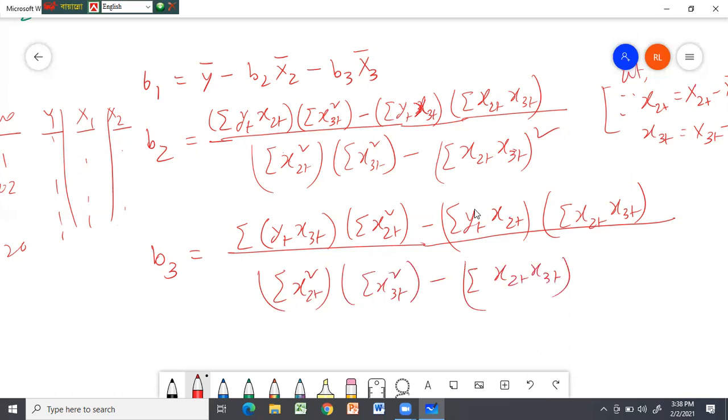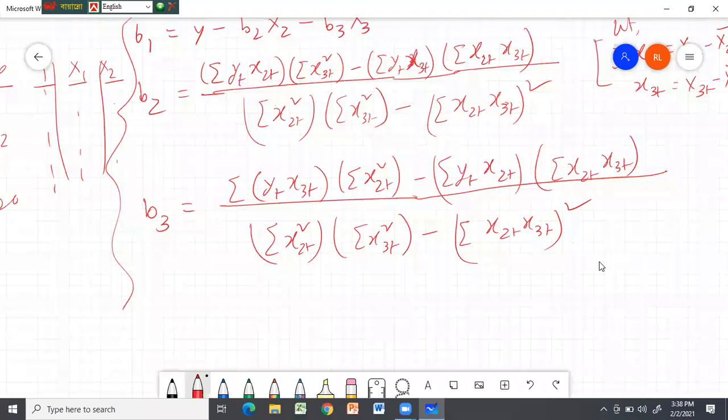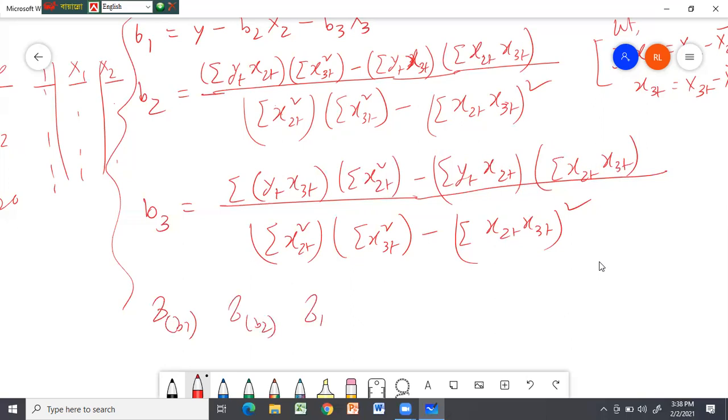So you can directly calculate the values of B1, B2, and B3 from the given set of observations or data. And then you can also calculate their standard errors: the standard error of B1, the standard error of B2, and the standard error of B3, because these standard errors will be required to know the statistical significance of those three parameters that you have estimated using the ordinary least squares method.